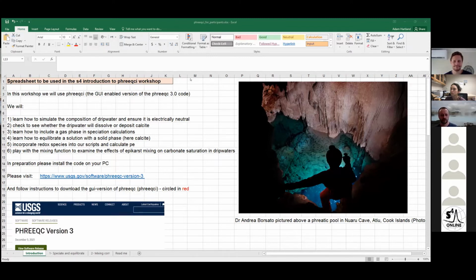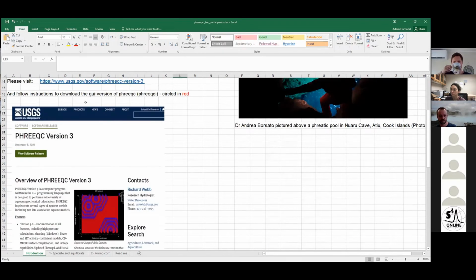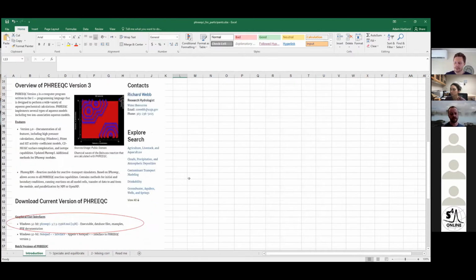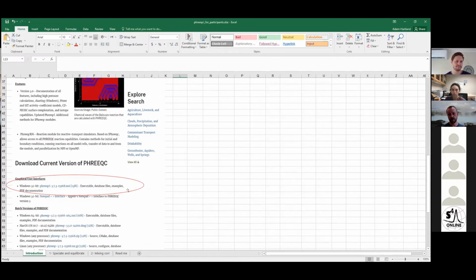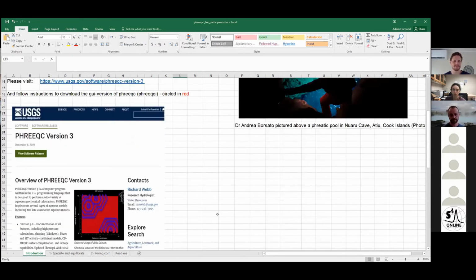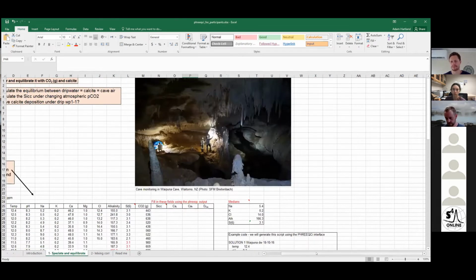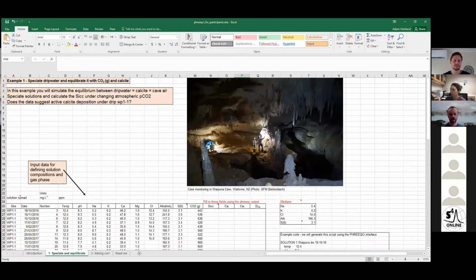So hopefully you've gone through the information that was given to you by the S4 organizers and downloaded PHREEQC. This is the page on USGS where the latest version is hosted. And you hopefully downloaded this GUI version, phreeqci. So the first exercise is this one, example one. And we'll see how we go for time. It may well be that we only manage to do this, which would be fine. And if we've got time, then we can look at the second example there.